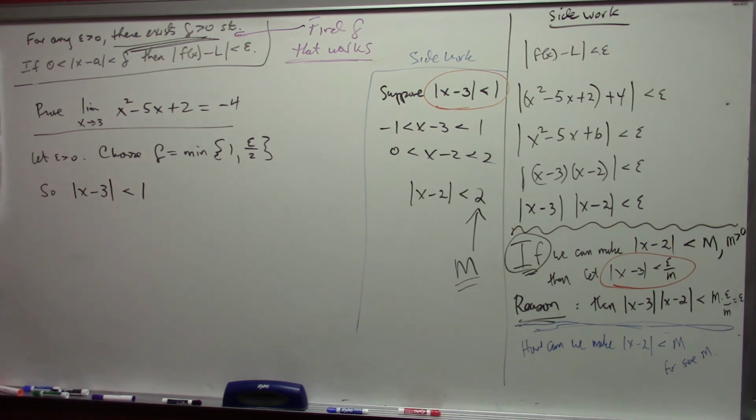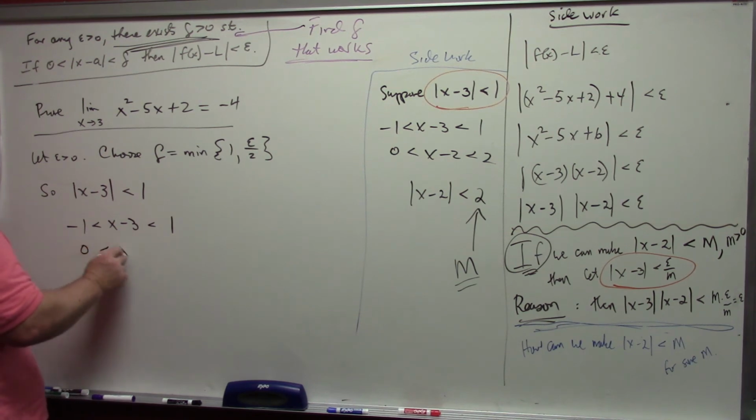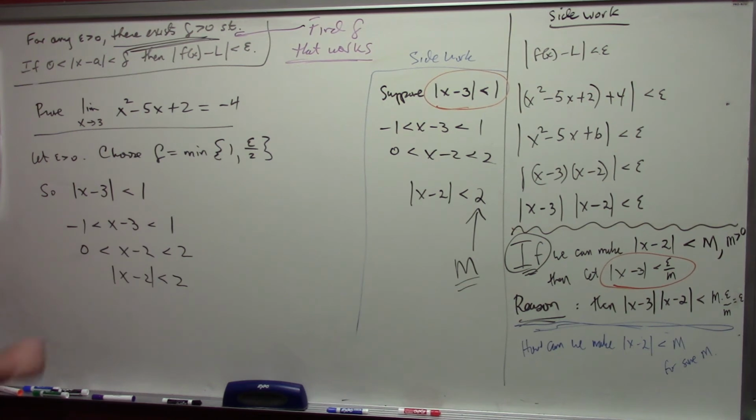And so, therefore, using the algebra I have, negative 1 is less than x minus 3 is less than 1. I'll add 1. 0 is less than x minus 2 is less than 2. So the absolute value of x minus 2 is less than 2. That's the first part. Also, the absolute value of x minus 3 is less than epsilon over 2. That's the second part.